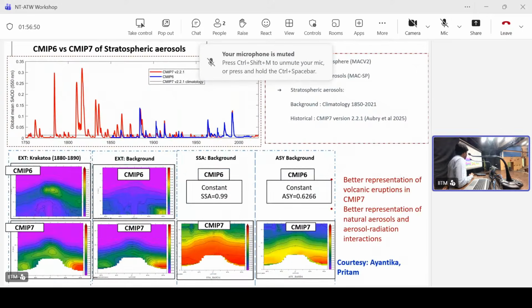And building upon the aerosol component, we have incorporated the CMIP-7 climatological aerosols. The single scattering albedo and the asymmetry parameter are also represented as spatially varying, in comparison between CMIP-6 and CMIP-7. So we have better representation of volcanic eruptions in CMIP-7 and also better representation of natural aerosols and aerosol-radiation interactions.